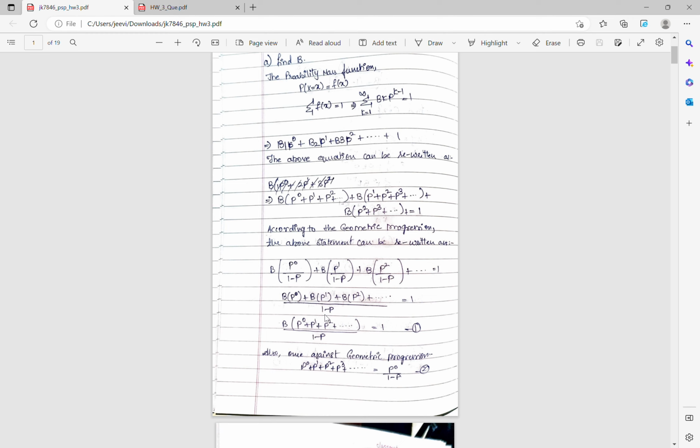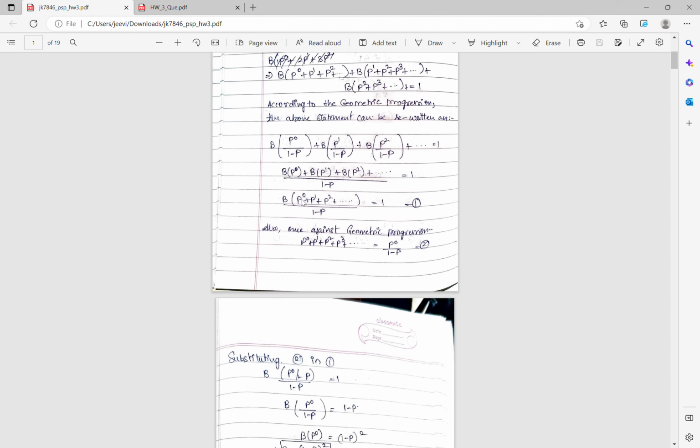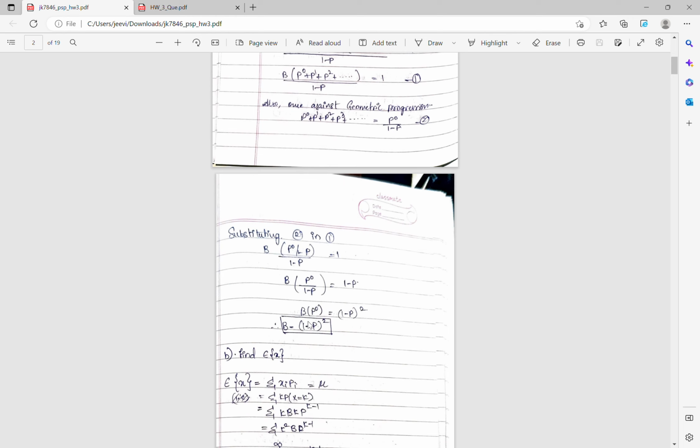Now if we evaluate the equation, we will get b of p to the power 0 plus p to the power 1 plus p to the power 2 and so on, by 1 minus b, is equal to 1. Now once again, using geometric progression, we know that p to the power 0 plus p to the power 1 plus p to the power 2 and so on will be equal to p to the power 0 by 1 minus p. Therefore, substituting this into this equation, we will get b times p naught by 1 minus b, by 1 minus b, is equal to 1, which is equal to b of p naught is equal to 1 minus b whole square. Therefore, the value of b will be 1 minus p whole square.